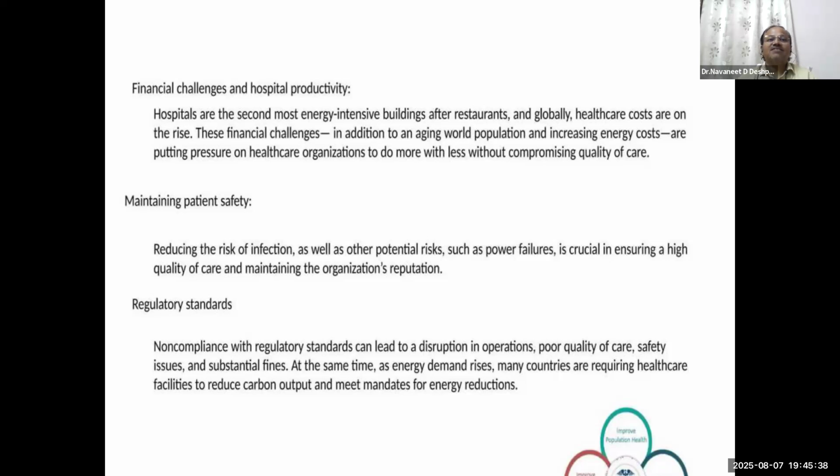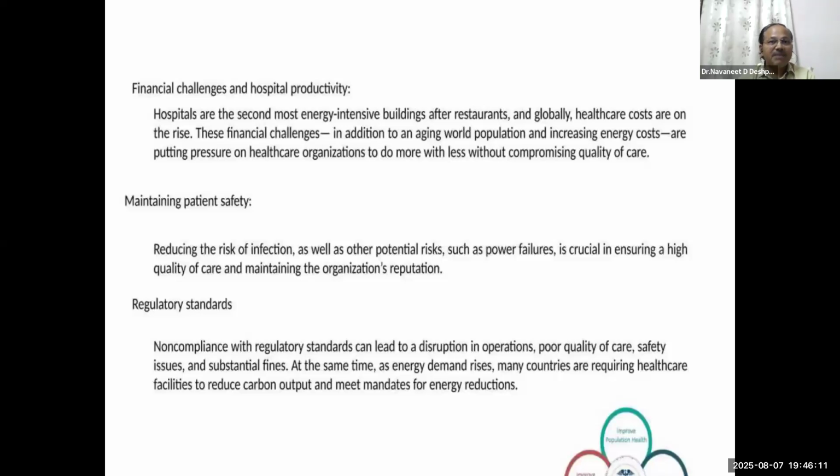These financial challenges, in addition to the aging world population, especially in developed countries where the population on average has crossed around 40 and 50, will add up to the number of people who are going to need care, and they are putting pressure on the healthcare organizations to do more with less without compromising the quality of care. So hospital productivity is another area which needs to be addressed by the people who are working in those organizations.